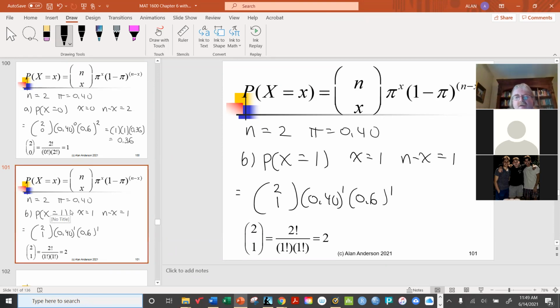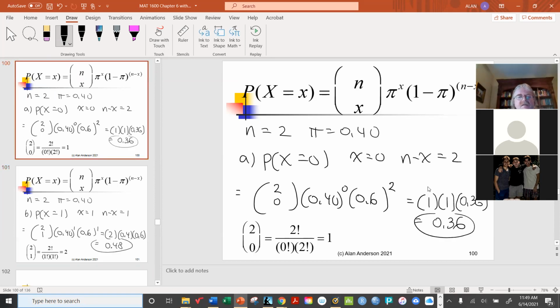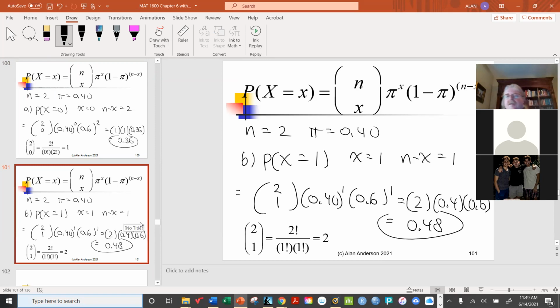Now, this one I've already given away the game. The first one is just 2. These are raised to the first power, so they're just whatever you see right there. So if you multiply these out, you'll get 0.48. Up here was 0.36. All right, that just leaves x equals 2.